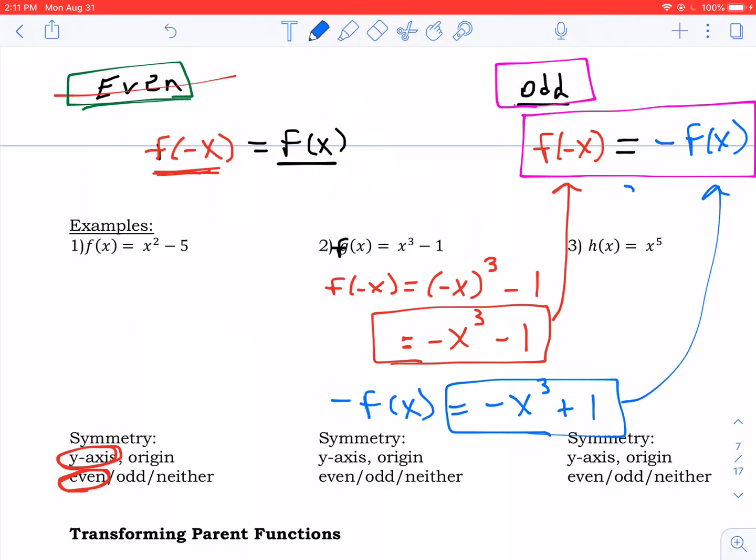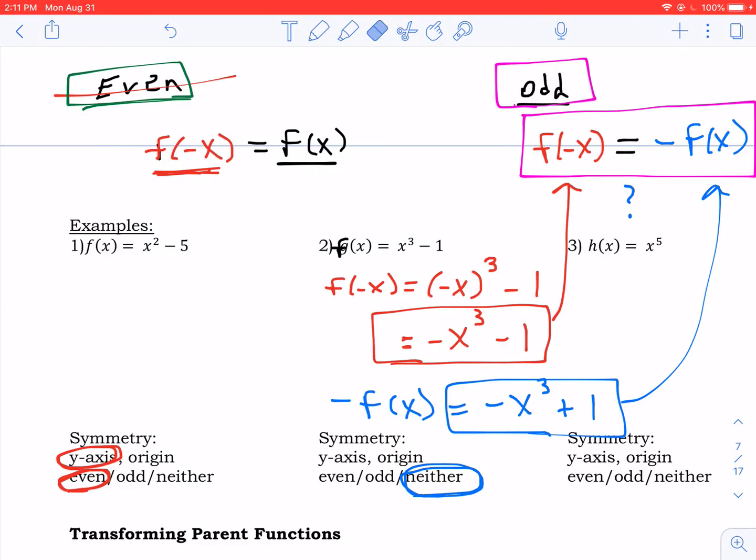Okay, so is it odd? Is f of negative x equal to negative f of x? That is, is what's boxed in red the same as what's boxed in blue? And unfortunately, that minus and that plus are not the same, so they're not equal, which means it's not odd. So we've shown that it's not even and it's not odd, which means it is neither even nor odd.